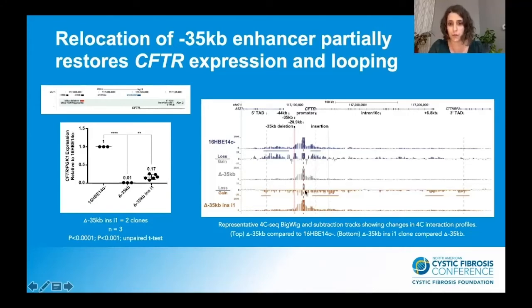However, when we restore minus 35 kb to the intron 1 site, we can now see that compared to the parental deletion cells, we're gaining a lot of interactions across the CFTR locus. Specifically, minus 20.9 kb is now interacting more strongly again with the 5' and the 3' TAD boundaries, as well as interacting with the promoter and also in the region around the insertion site.